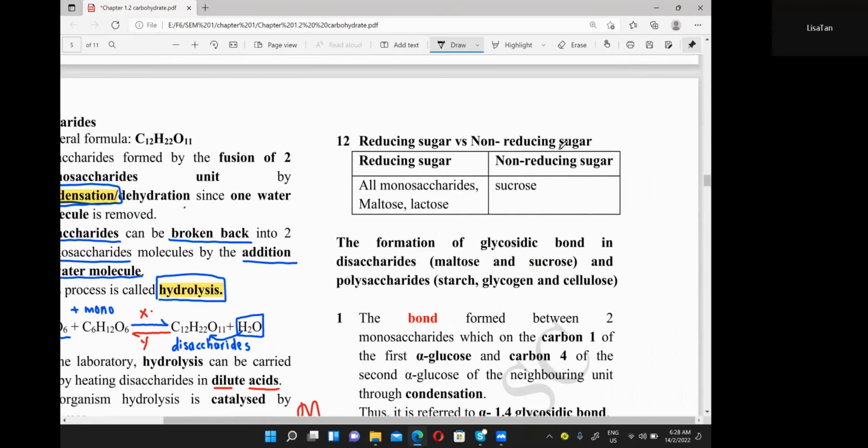So reducing sugars and non-reducing sugars. For reducing sugars, all the monosaccharides like glucose, galactose, and also fructose. These three are monosaccharides. They are reducing sugars. For reducing sugar disaccharides, maltose and lactose. All the disaccharides are reducing sugars except sucrose. For your syllabus, remember this one, sucrose.